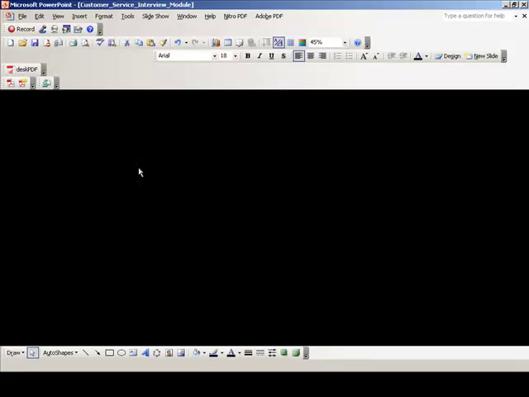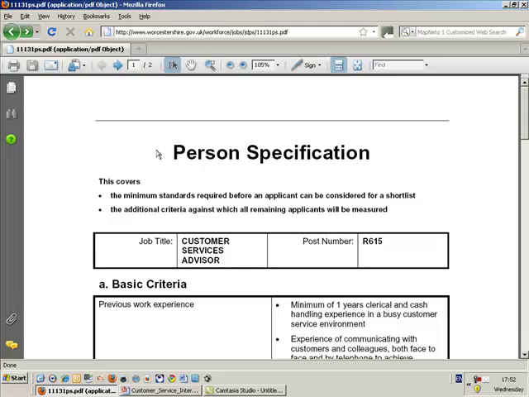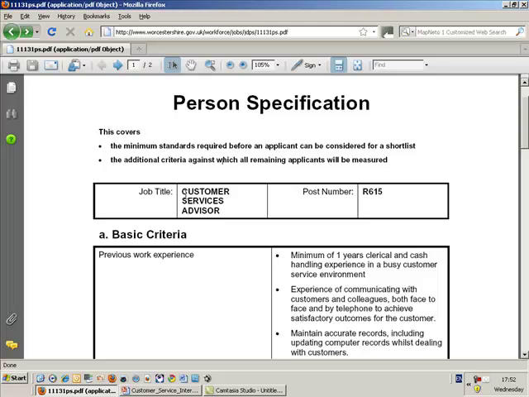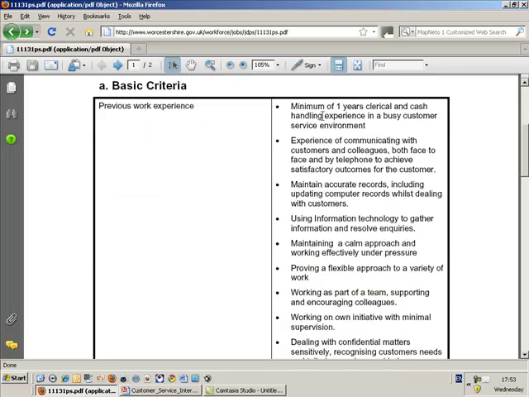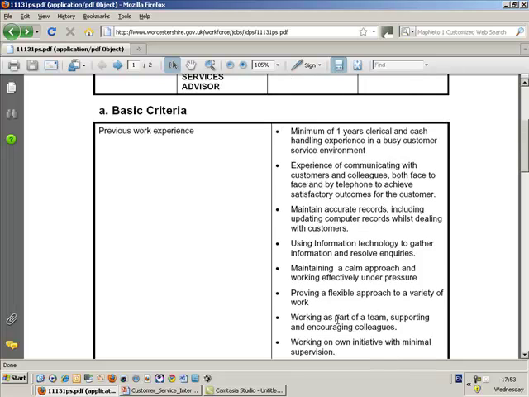So let's take a quick look at a sample person specification, and I'm going to tell you the process that I use when preparing for interviews. This is basically for a customer services advisor. Now you can use this process when applying for any kind of job. You'll see there that it's got the basic criteria, and it is this information on the right hand side that I'm going to use to predict the interview questions.